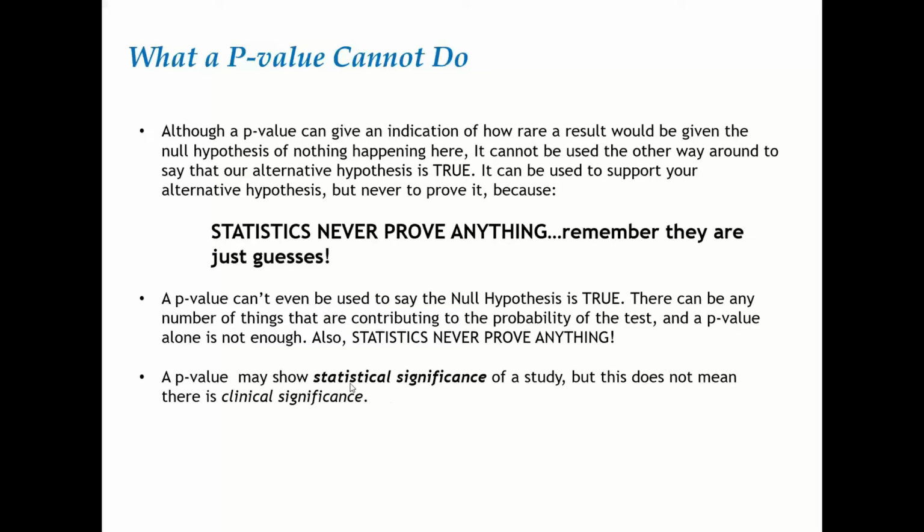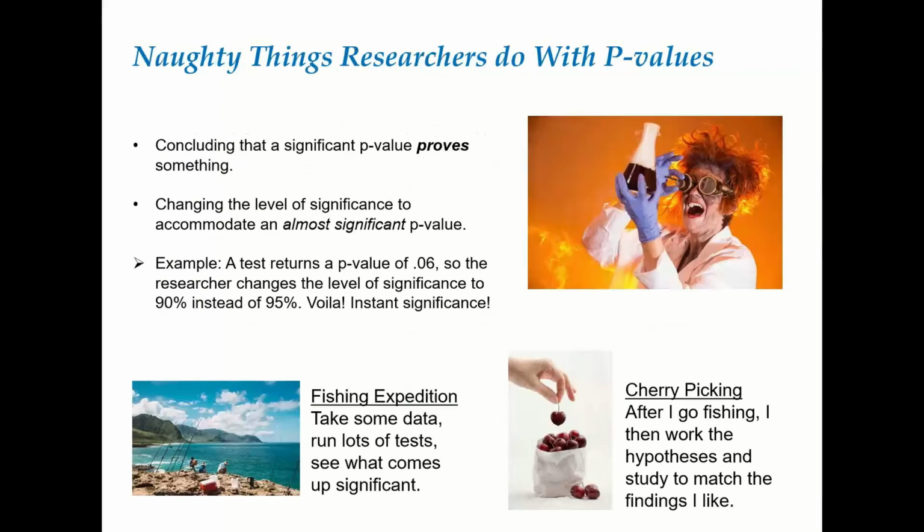However, you can have clinical significance, but not statistical support. Or you can have statistical significance, and it could not mean anything. And I'll show you an example. Here are some naughty things that researchers do with p-values. We conclude that a significant p-value proves something, right? We change the level of significance to accommodate an almost significant p-value. That happens quite a bit.